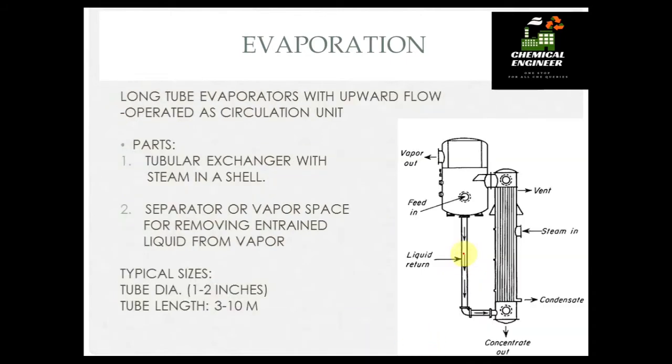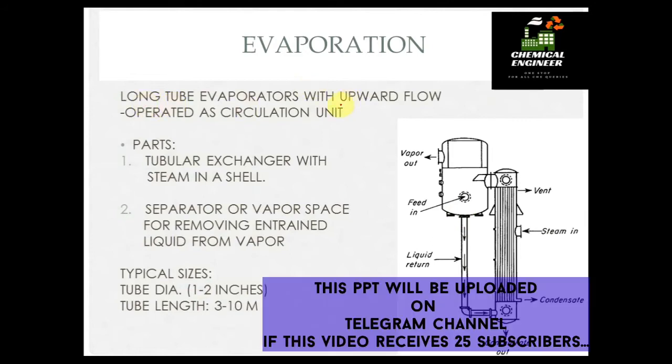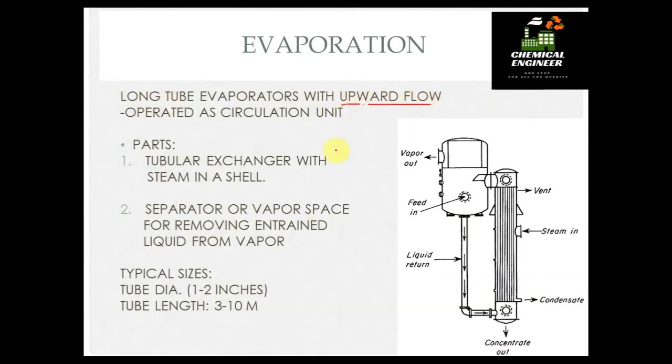Let us start with long tube evaporators, and the first one is with upward flow, the type A we discussed in type 1. These types of evaporators are circulation type evaporators, they follow the circulation evaporation system. This is a typical schematic of those evaporators. The parts include these tubes, and this is a shell.